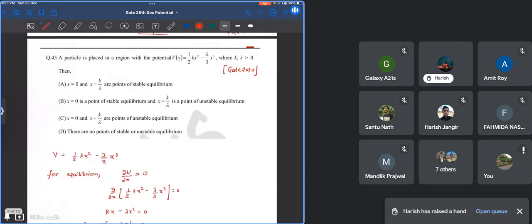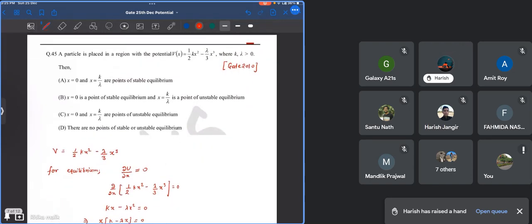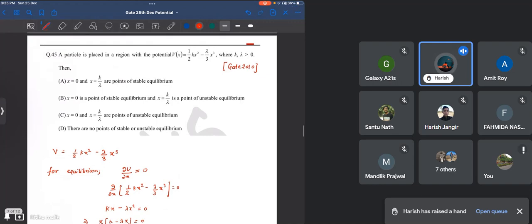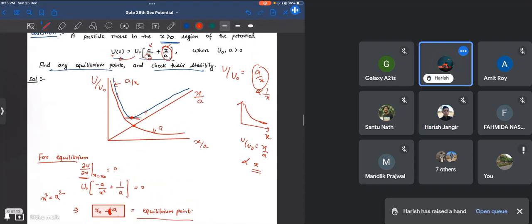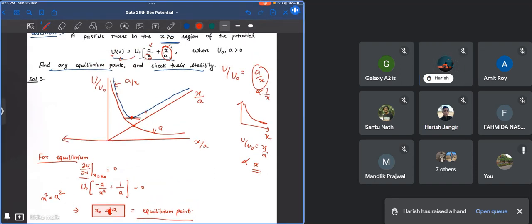And there are several GATE questions. If they did not give the condition that a is greater than zero, then you have to extend your plot in the negative direction of x, similarly minus a by x, and then you have to see how your plot varies.